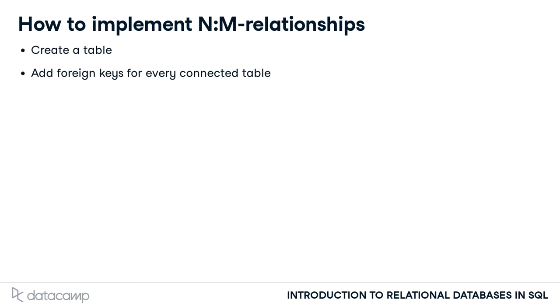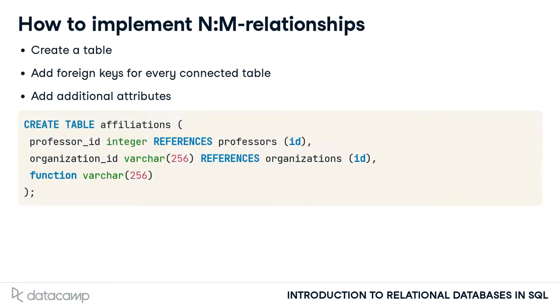In this case, that's a foreign key pointing to the professors.id column and one pointing to the organizations.id column. Also, additional attributes, in this case function, need to be included. If you were to create that relationship table from scratch, you would define it as shown. Note that professor ID is stored as integer, as the primary key it refers to has the type serial, which is also an integer. On the other hand, organization ID has varchar 256 as type, conforming to the primary key in the organizations table.